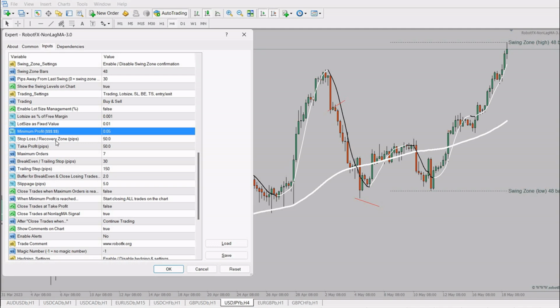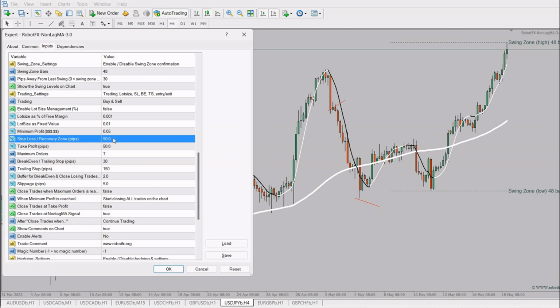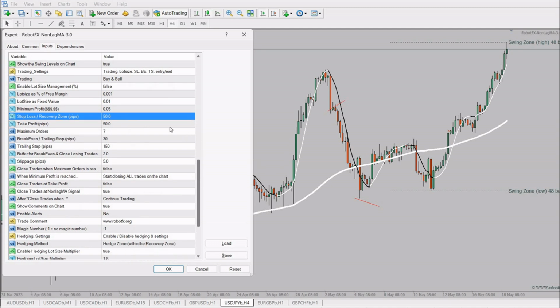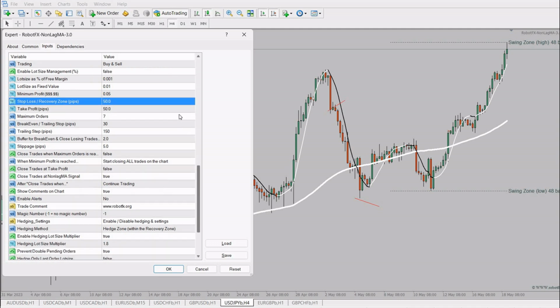Now the stop loss, it's self-explanatory, and the take profit. If you are hedging, the stop loss and the recoveries use the same input. So it is recovery zone if you are hedging, it is stop loss if you are not hedging. In that case, the Expert Advisor will place a normal stop loss at the 50 pips distance away from the opening of that trade.